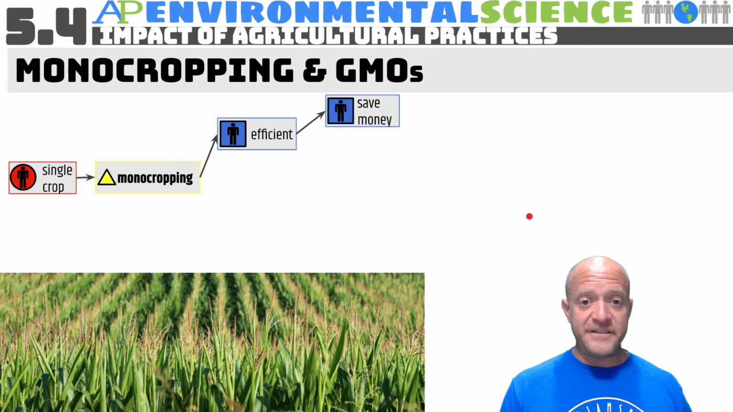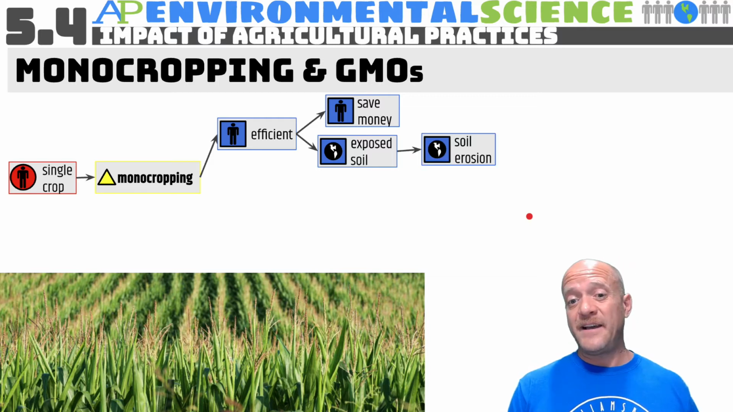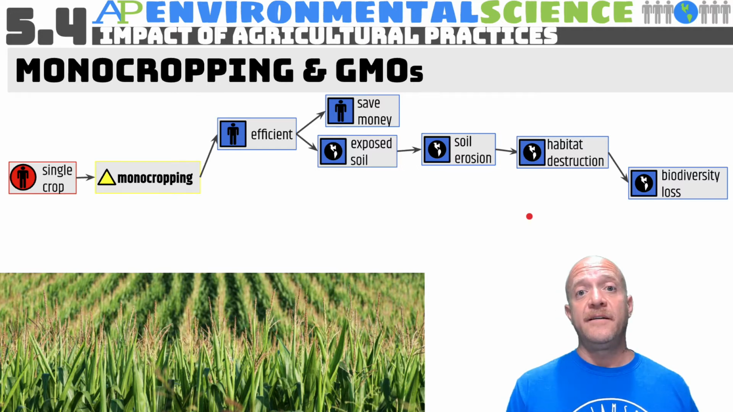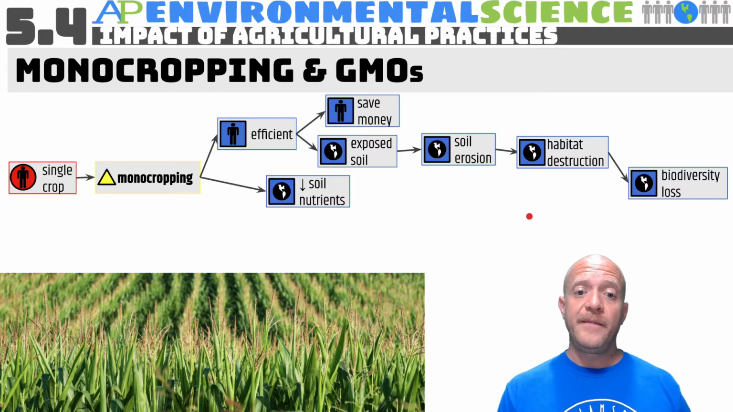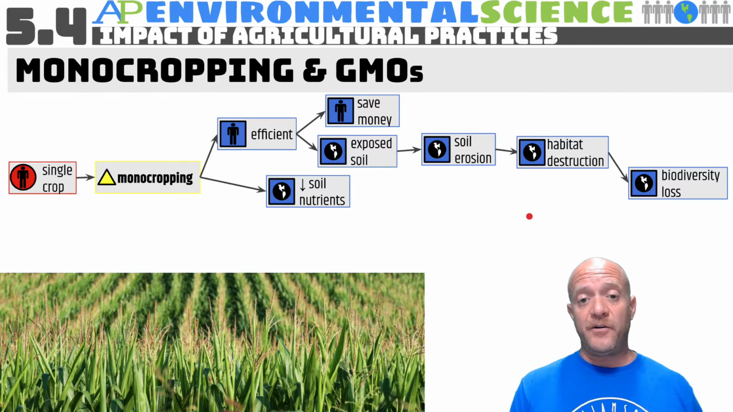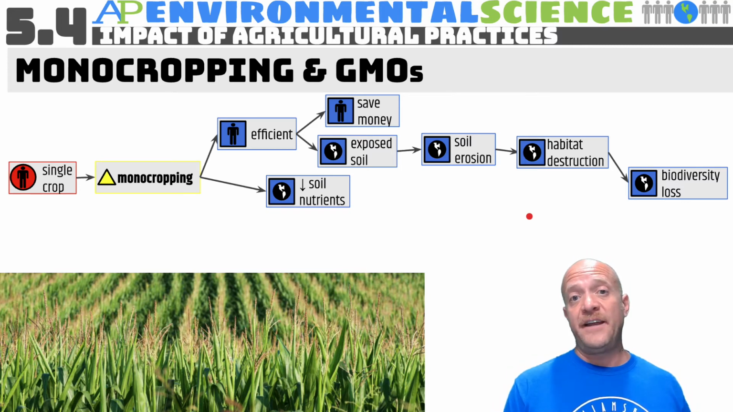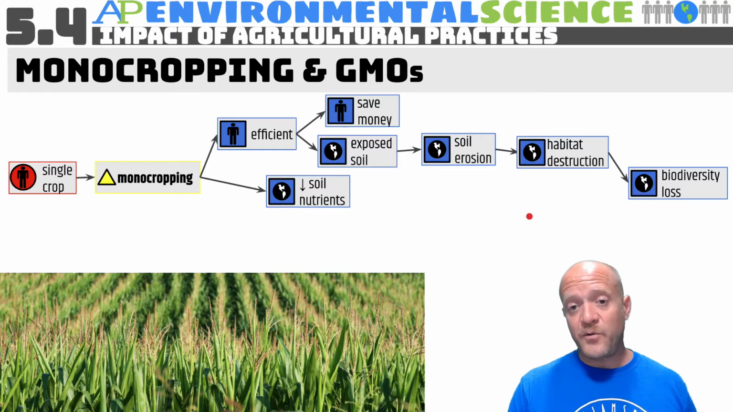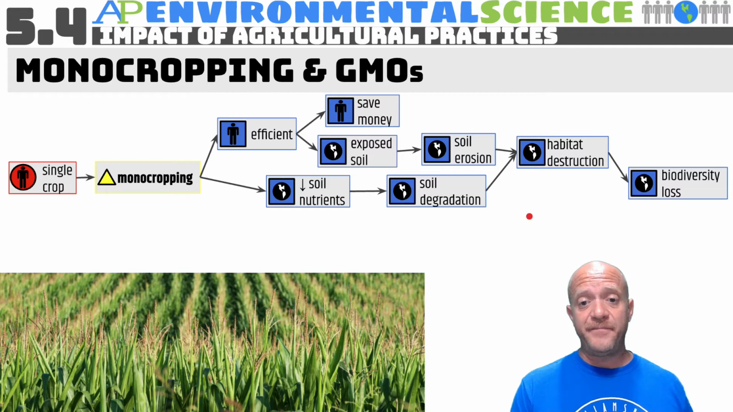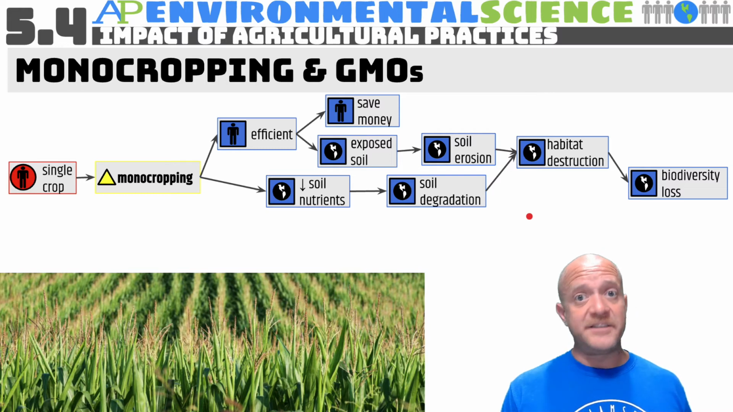Now, monocropping. Monocropping is when we plant a single crop. It is very efficient. It can save you money, but it can also expose the soil, which can lead to soil erosion, which is a form of habitat destruction, leading to biodiversity loss. When you monocrop, you are also reducing the nutrients in the soil because the crops take out the same nutrients every single time. Corn takes a lot of nitrogen out of the soil. So if you're growing corn repeatedly, it's reducing a lot of the nitrogen, which can lead to soil degradation, which is a form of habitat destruction, which leads to biodiversity loss.